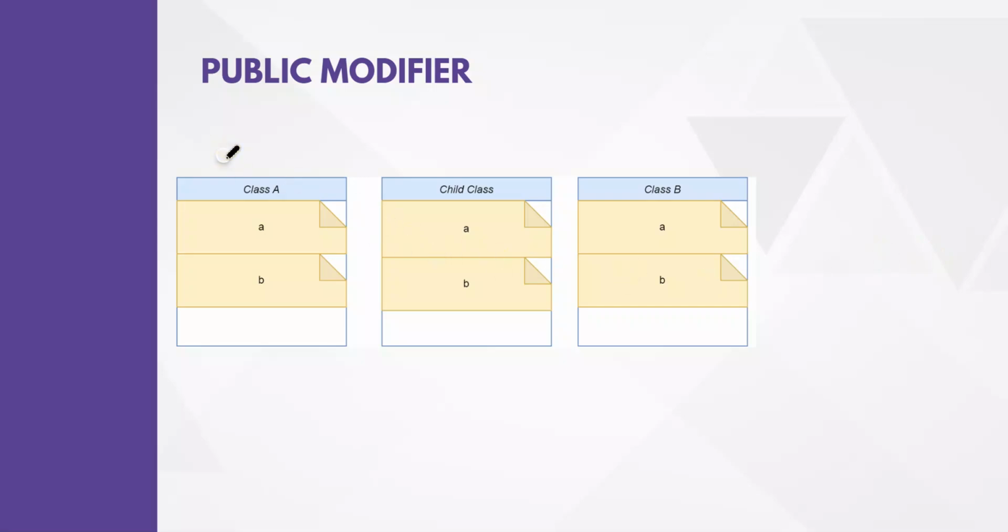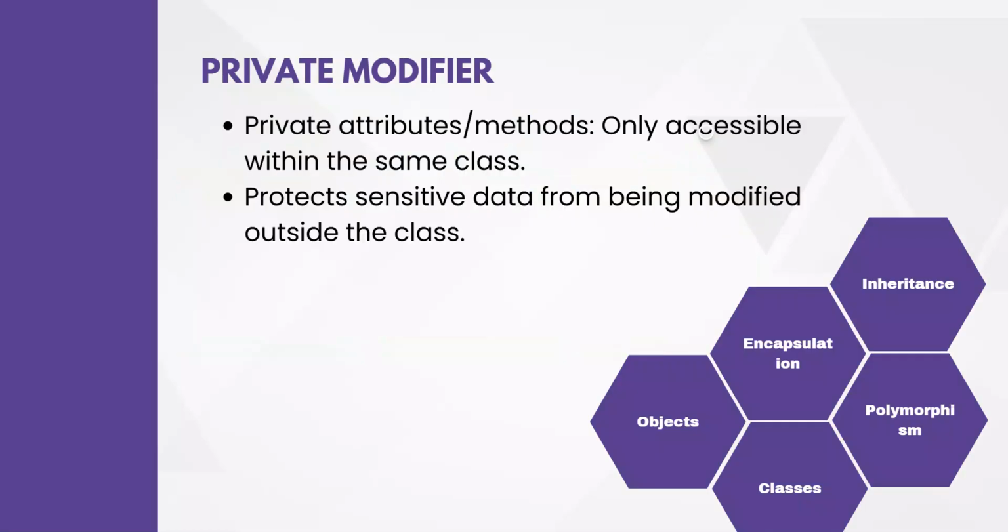In the public case, as we observed, the data members available in the parent classes are also available in the children classes. These data members are also available from the third classes, as we observed that all the data members were available in the main classes.